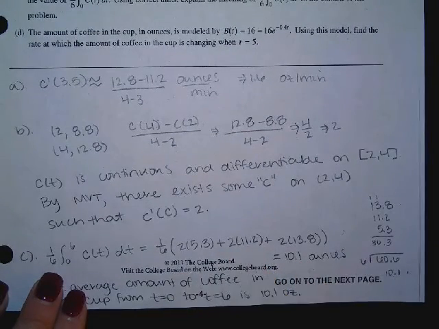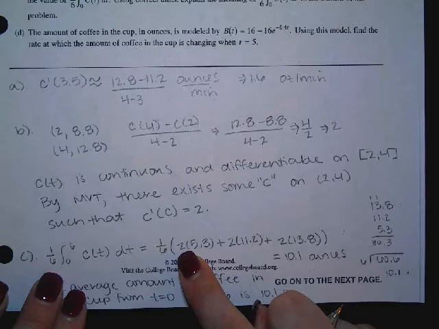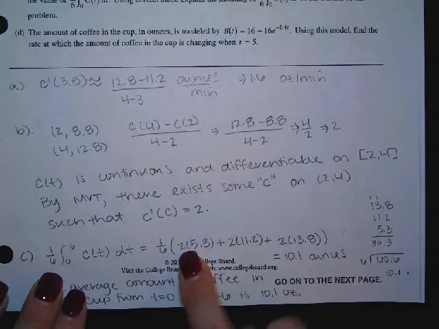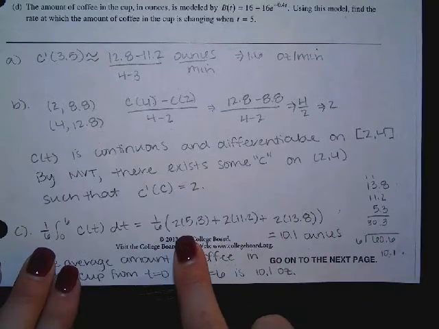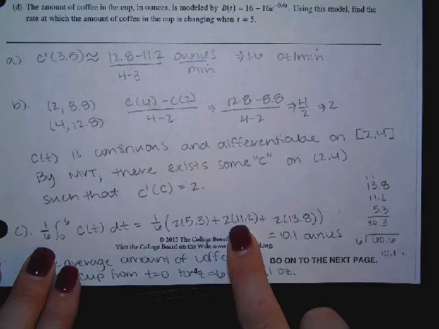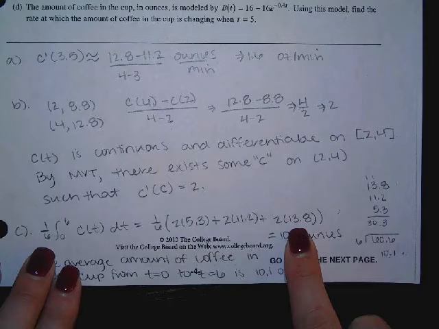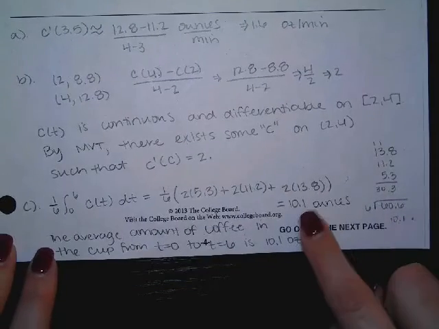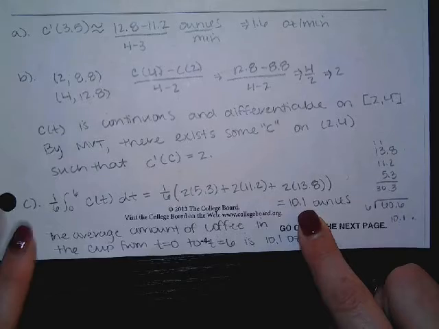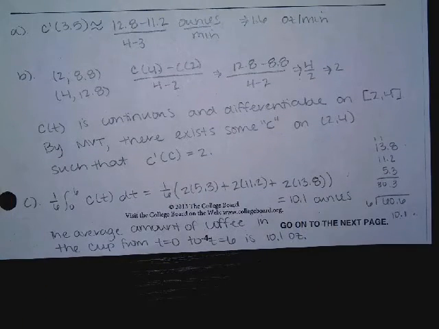Letter C, so we're using a midpoint sum. And so with 3 subintervals of equal length, so if you wanted to shorthand this, you could have said 1/6 times 2, and then said 5.3 plus 11.2 plus 13.8. You could have done that if you wanted. And so that's 10.1 ounces. So the average amount of coffee in the cup from time t equals 0 to t equals 6 is 10.1 ounces. So you did have to interpret that one in context.